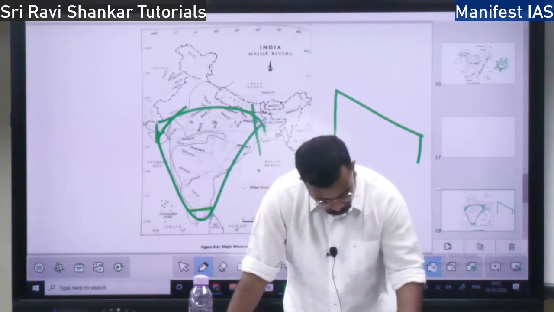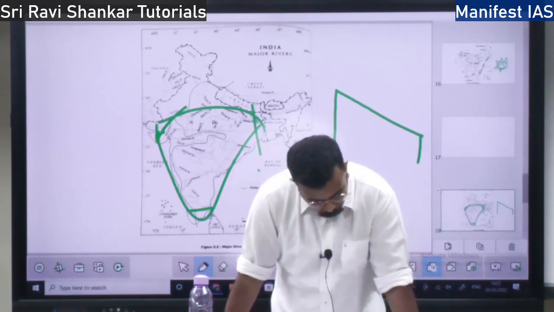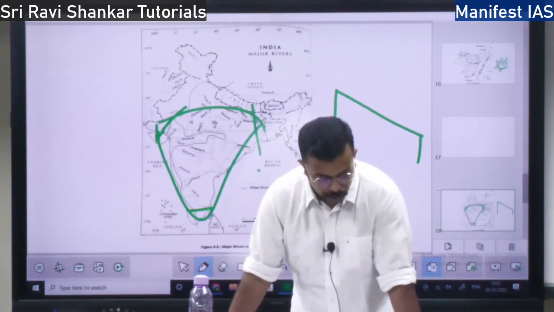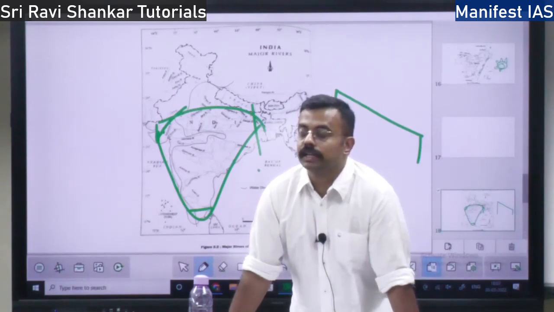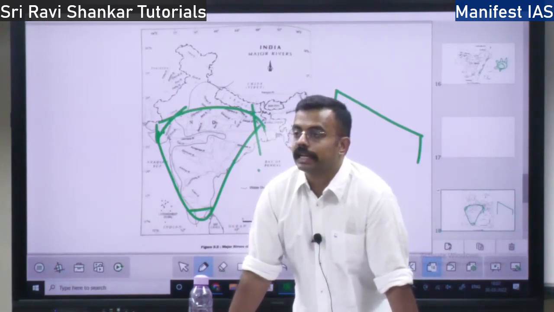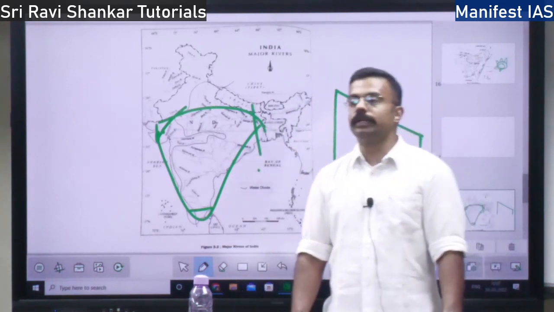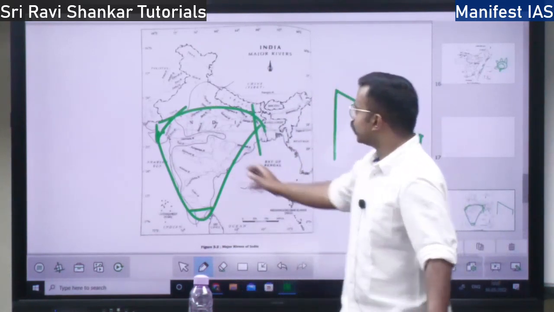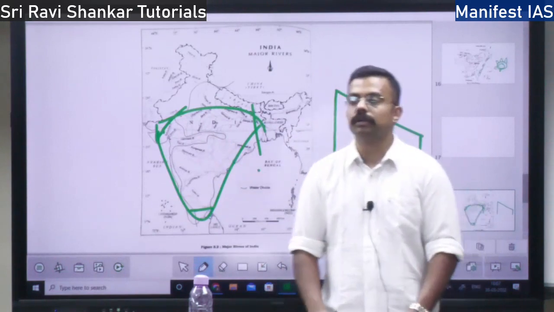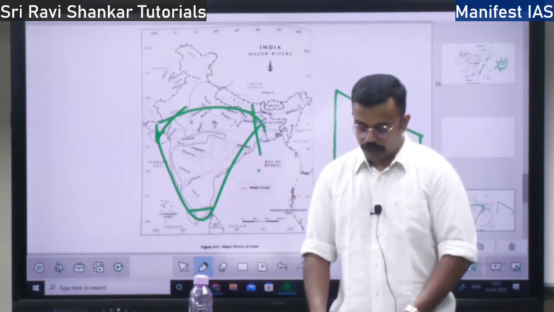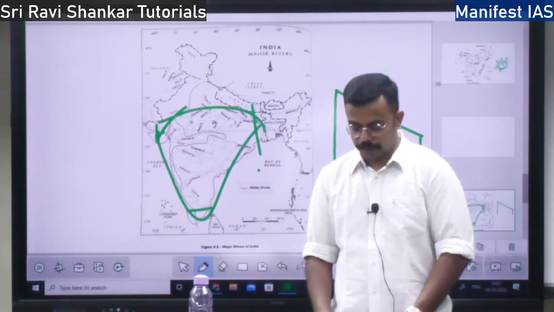Okay, so I missed one thing. Physiography. What are the physical characteristics of this place? In this region, you will find the block mountains of Vindhya and Satpura. You will find a rift valley where the Narmada flows.